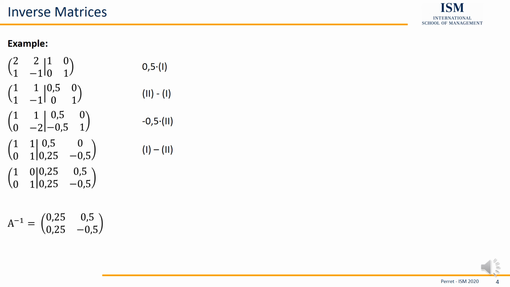So if we were to multiply this matrix with the original matrix A, independent of whether we go A times A to the power of -1 or A to the power of -1 times A, in both cases we would get the identity matrix as a result. Well, that's already all there is regarding inverse matrices.